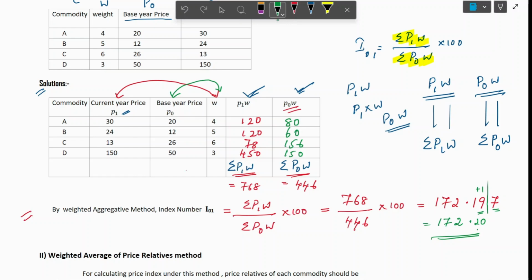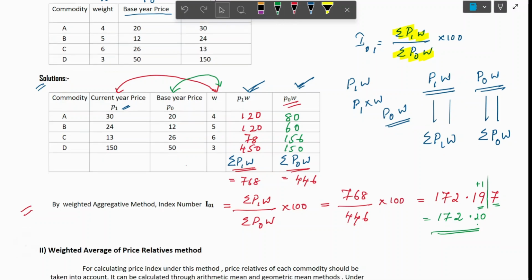Next, we are going to discuss the weighted average of price relative method. For the weighted aggregative method, we will do more questions, a special case, in the next lecture.